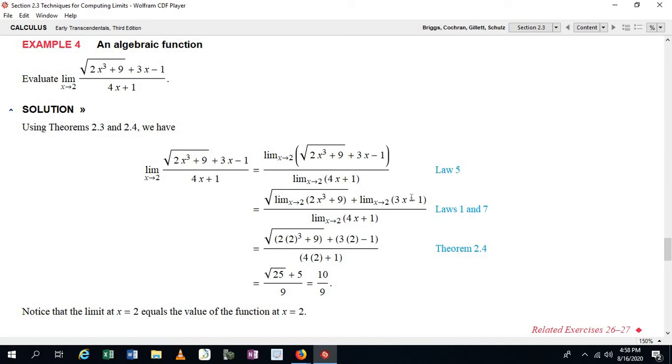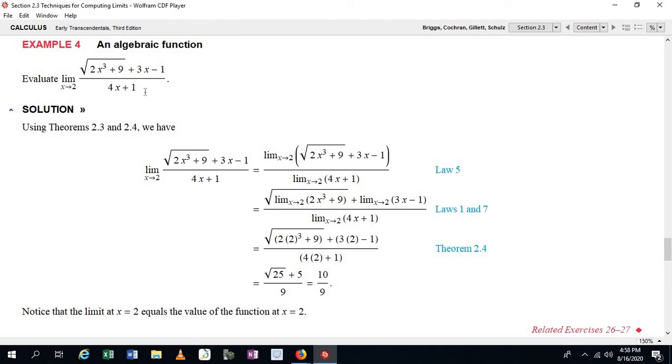Now the limit of this piece, that's also a polynomial. It's a first degree polynomial, or you can think of it as a linear function. Either way, you can use direct substitution to find the limit. So just plug a 2 in, and you get 6 minus 1, which is 5. And so this top part is just the square root of 25 plus 5, which is 10. And now we just need the limit of the bottom piece, which again, we can use substitution for, since it's a linear function or a first degree polynomial. You plug 2 in and you get 8 plus 1, which is 9. So this actually is 10 over 9.